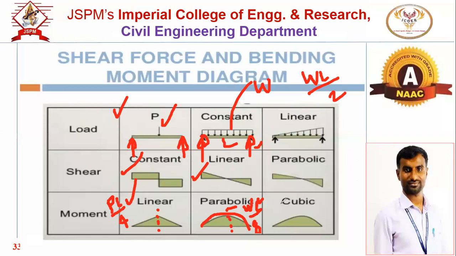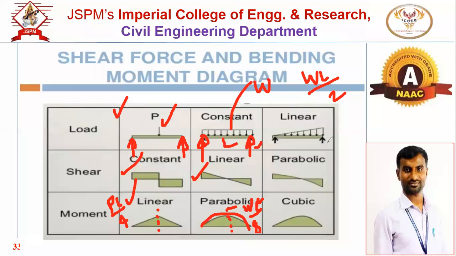Okay, this will be WL square by 8. Maximum bending moment, simply supported beam subjected to UDL on entire span. Then next, linearly varying load, or we can say triangular load.